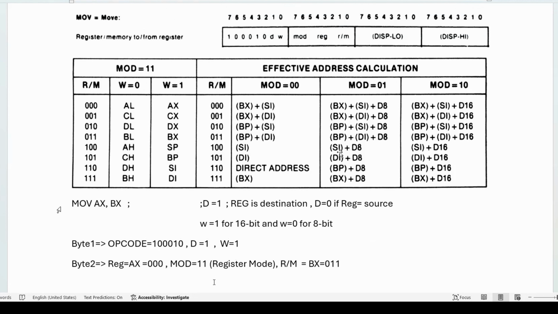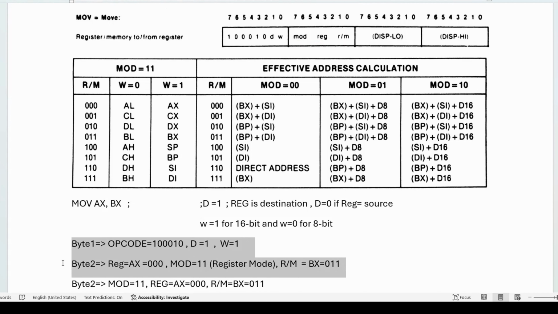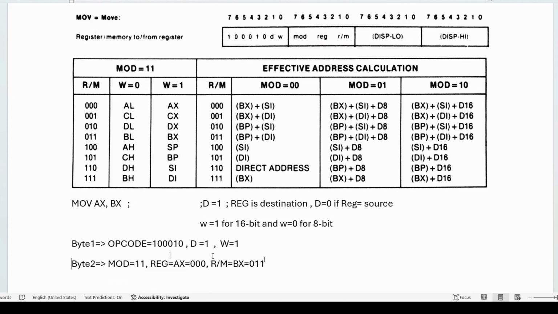One thing I still need to do is rearrange these terms, mod, reg, and r/m, as per the given format. If you look at the format, the first thing is mod, then reg, then r/m. So I'm going to write these terms in that order. In byte 2, the first thing we decode is mod, whose value is decided as 1 1. Then reg, which is AX, and its value was 000. And then r/m, which was BX, and its value was decided as 0 1 1. I'm just going to delete this, and this is our byte 2.